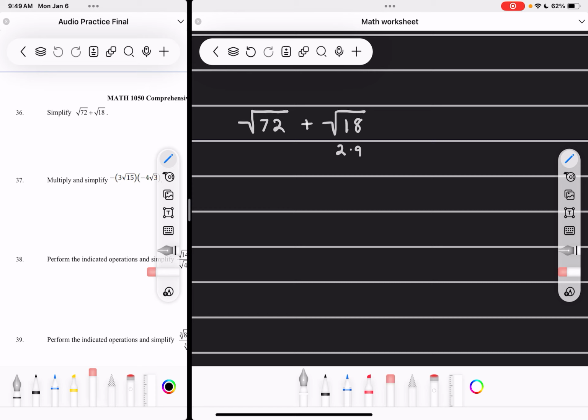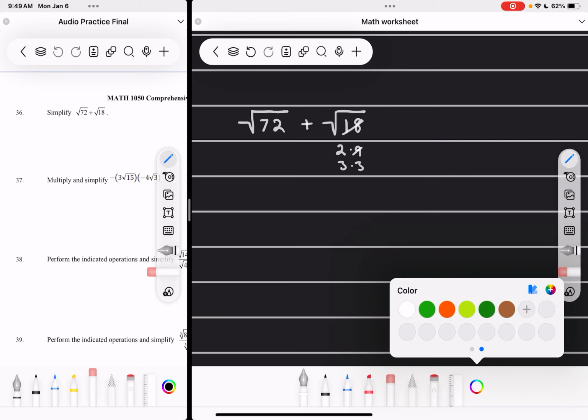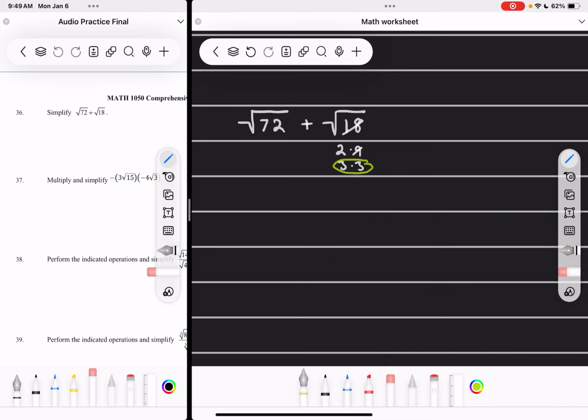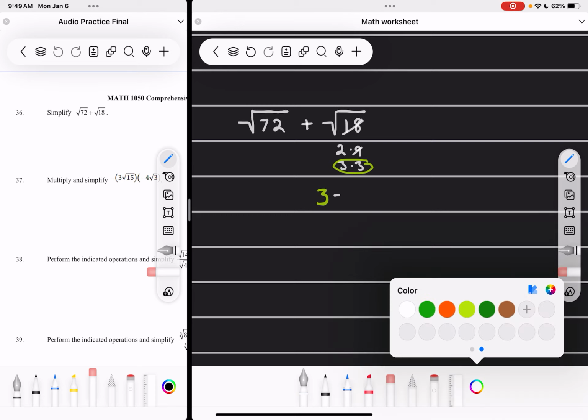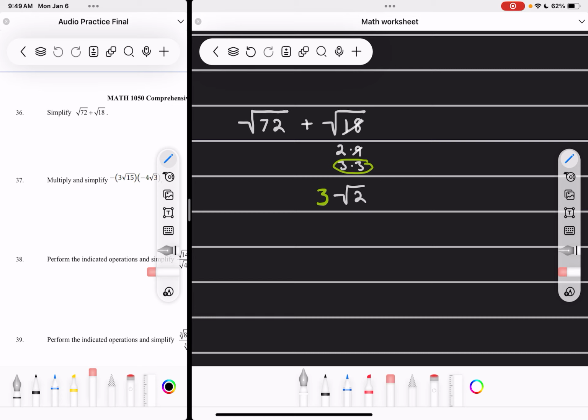Right there we have 9. 9 is a perfect square, because we could say that 9 is actually 3 times 3. And there is our perfect square. So this is going to be 3 on the outside and the root of 2 on the inside. Since this one is root 2, guaranteed the other one's going to do the same thing.